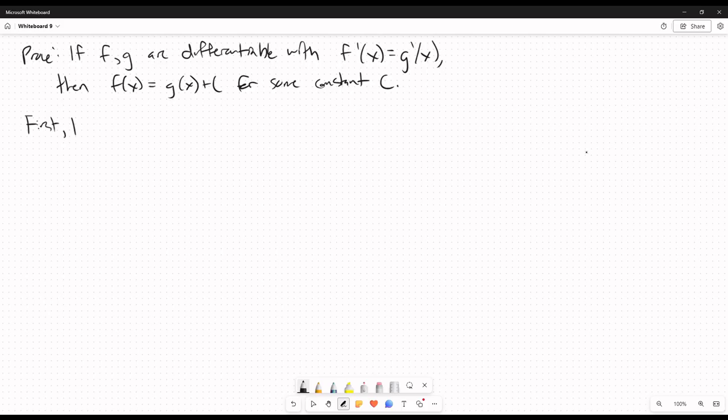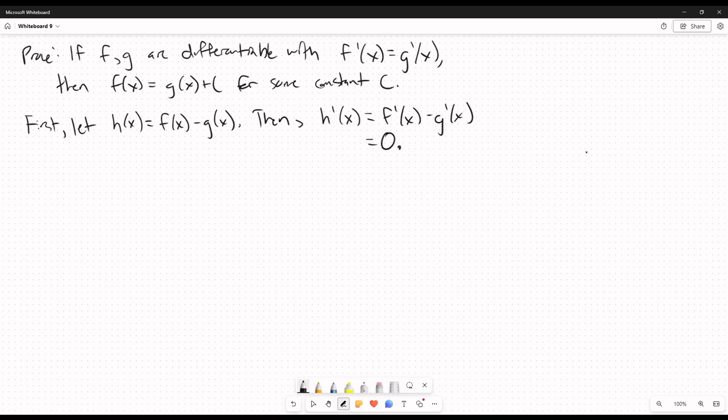First, let h of x equal f of x minus g of x. We'll just start by doing that. Then, if we take the derivative of h of x, we get that the derivative of h of x equals f prime of x minus g prime of x, but those are the same thing, so this is just going to be 0. Okay, so we did that, but I'm promising you that the mean value theorem will play a role here.